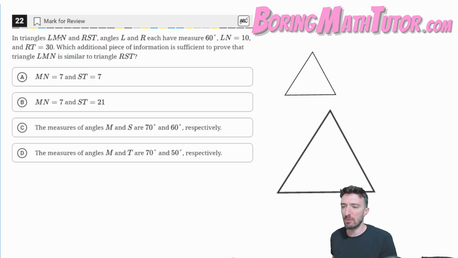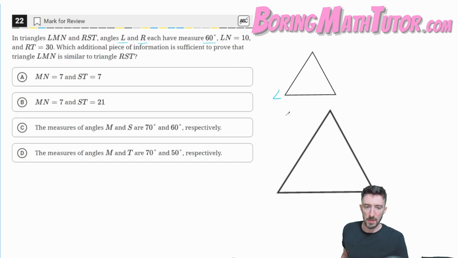Okay, so now they're telling us LMN and RST, they're the 2 triangles. And one of the key details when I'm trying to label this is L and R each have to have a measure of 60. So let this one be L, this one be R, and say that both of those are 60. Now L and R, they correspond to one another. They're both at the beginning of this. And then we got M and S. So I'm just going to put M and S like so. And then N and T, so N and T.